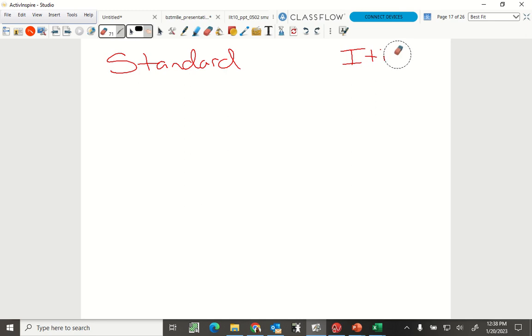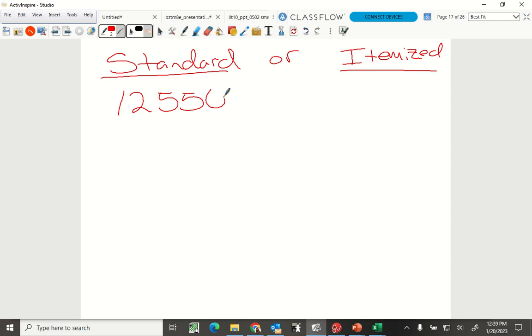This person right here, what is their standard deduction? 12,000. Why is it 12,000? Why is it that one? He is filing single. That's important to understand. Filing single. So that my standard deduction is 12,550, right? Yes? Okay.